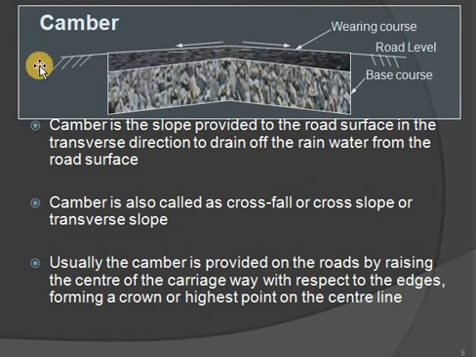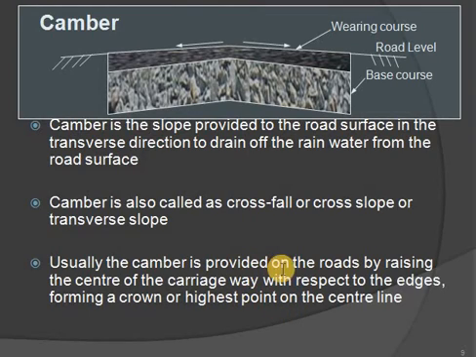First of all, here an image is there. You can see this is the camber which is provided. The top one is the bearing course, this is the road level, and this is the base course. Camber is the slope provided to the road surface in the transverse direction to drain off the rainwater from the road surface. Camber is also called cross fall, cross slope or transverse slope.